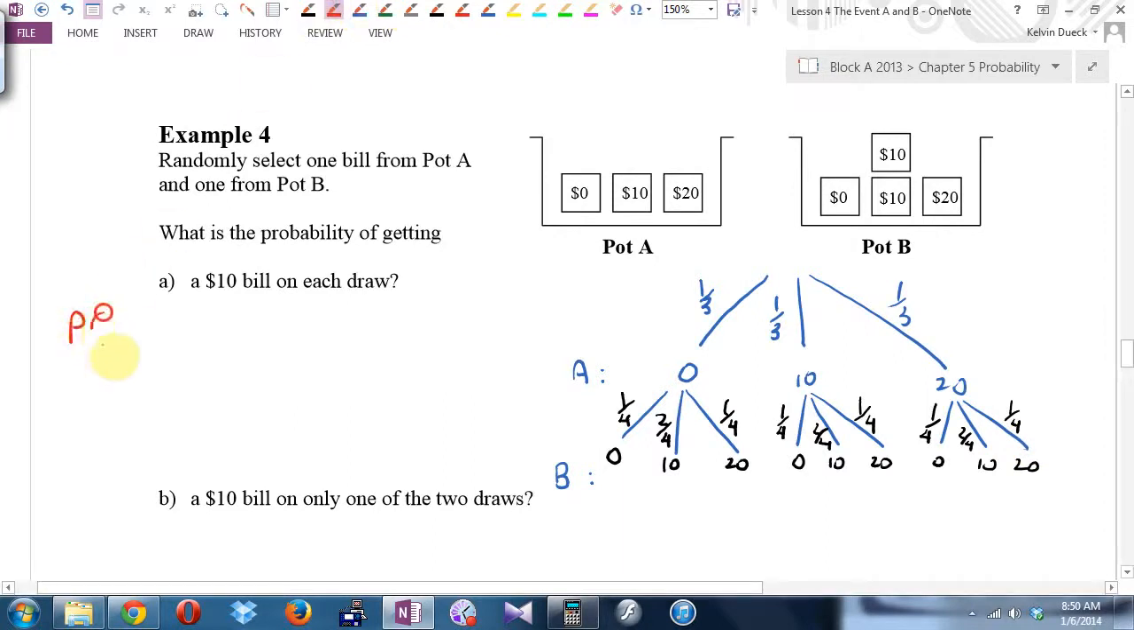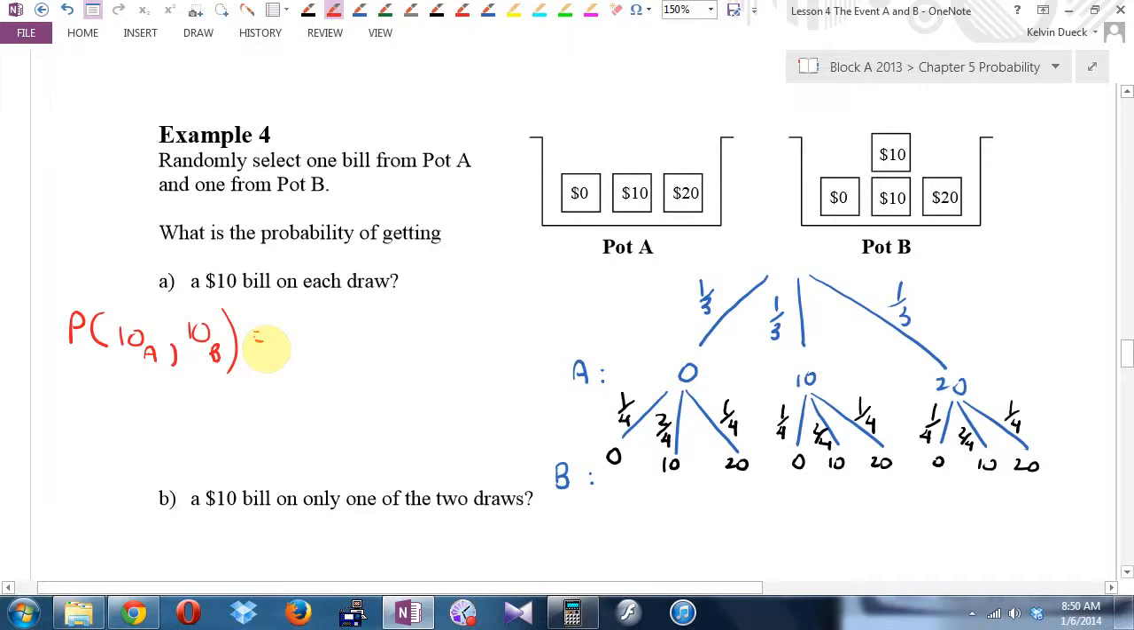The probability of a 10 from pot A, how about a 10 with a little A down there, comma, because a comma in English replaces the word and, yes? A 10 from pot B. So what's the probability of getting a 10 and a 10? What does and mean? Multiply down the branch.